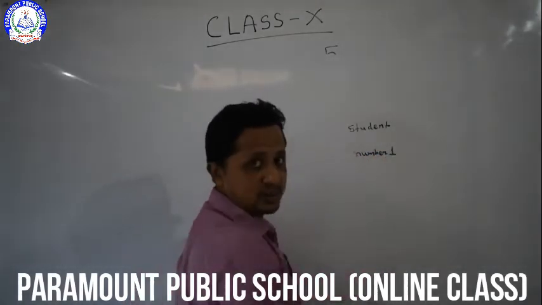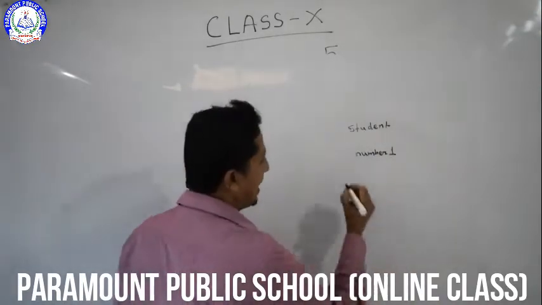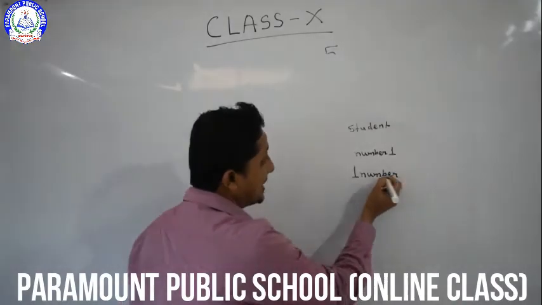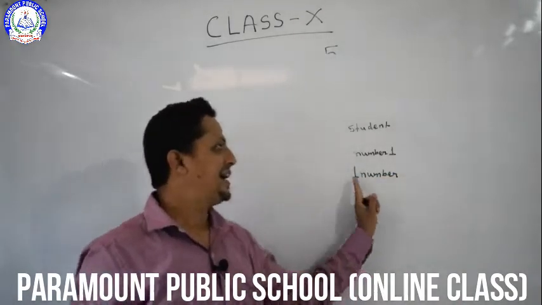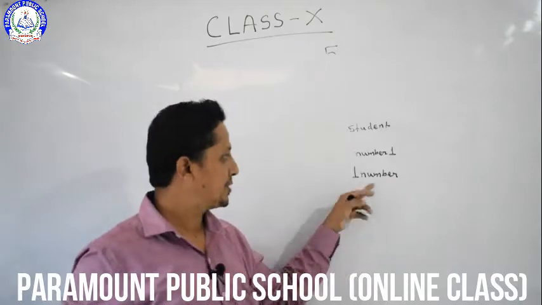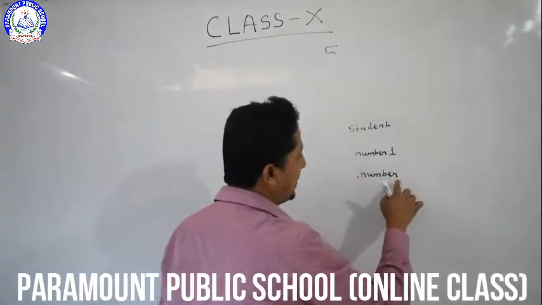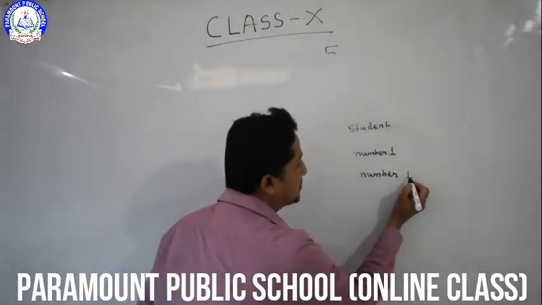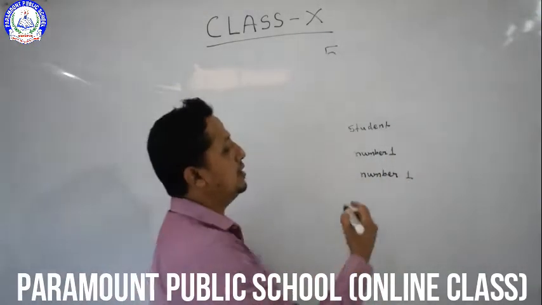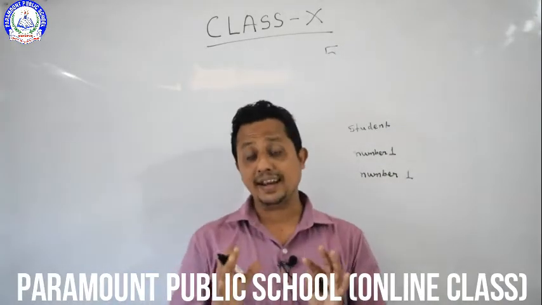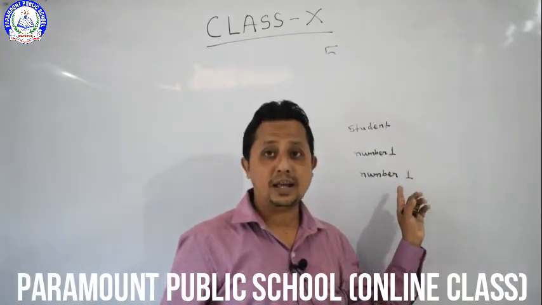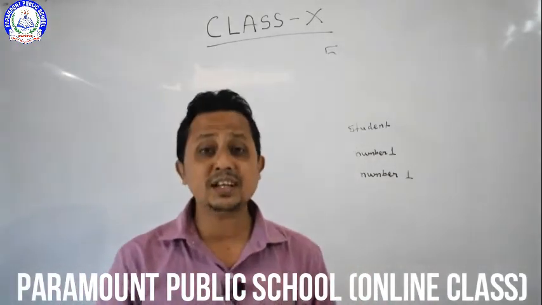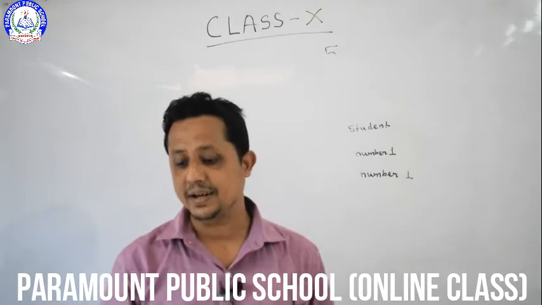Or say number1. I have not given a space. Number1, so it is valid. But if I write it like this, 1number, it is invalid because a name cannot start with a number. Now if I give it like this, number space 1, it is also invalid because we cannot have a space. But now I am telling you what you can do. If you want, we can give an underscore character. So these are the rules for naming XML elements.